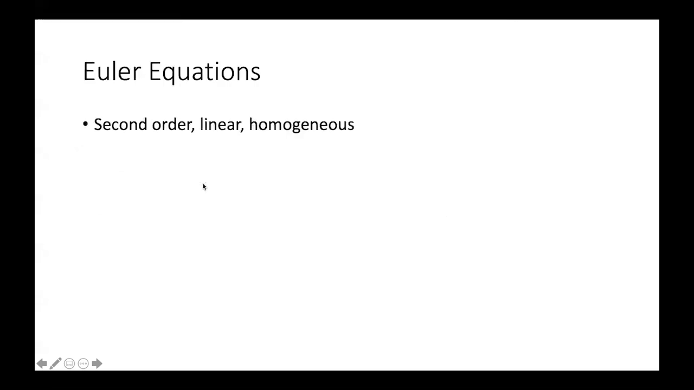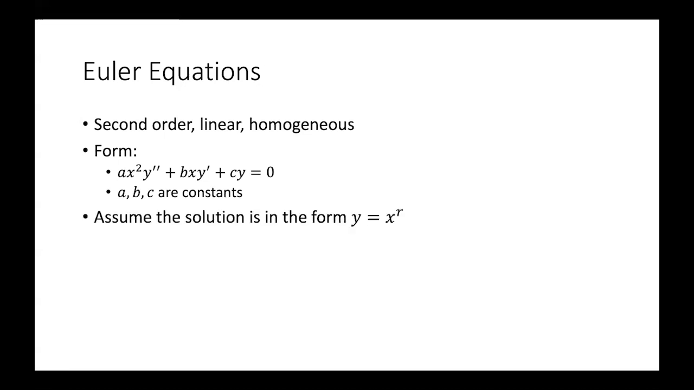So now we're going to move on to a slightly different type of equation. We're going to add extra powers of x to our equation. It's going to look something like this: ax²y'' + bxy' + cy = 0. When we're looking at a, b, and c, once again, they are constants, and we're going to look at the same three cases, but this time we're going to assume that the solution is in the form x^r.